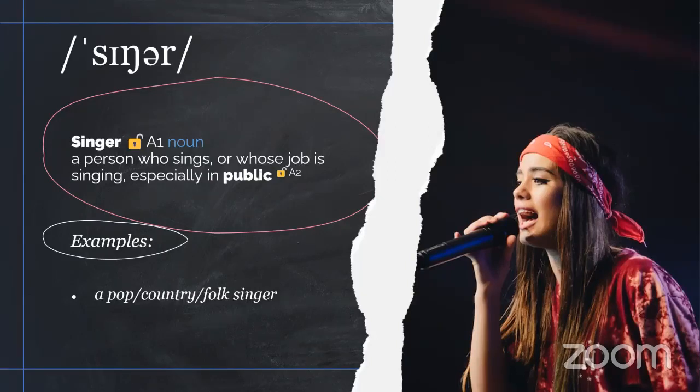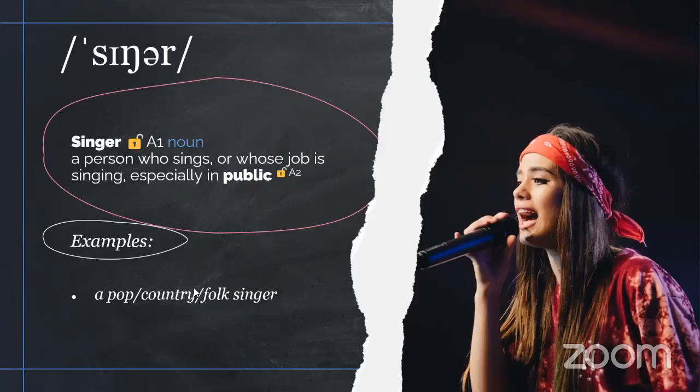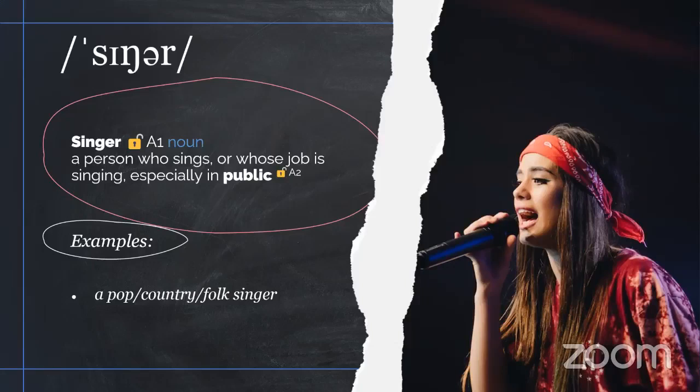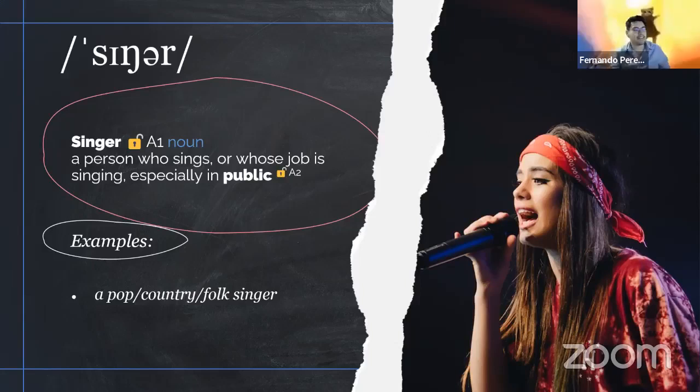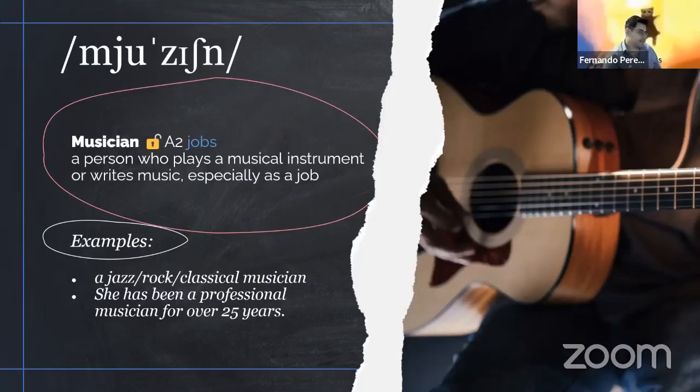Examples: a pop, country, folk singer. Do you remember what is the pronunciation for the slash? The slash is one? Or. Because pop, it's option. A or. Pop or country or folk singer. Singer. Exactly. Who's your favorite singer, Carmen? My favorite singer is, my God. Please, Miguel. That's good. Very good. Finally, let's go with Luis. Oh, no, wait. Let's go with Carlos.